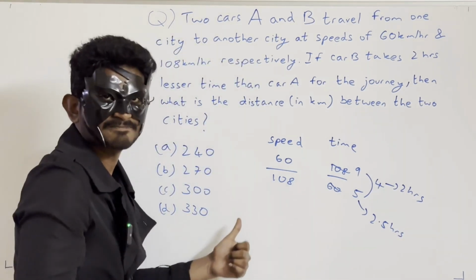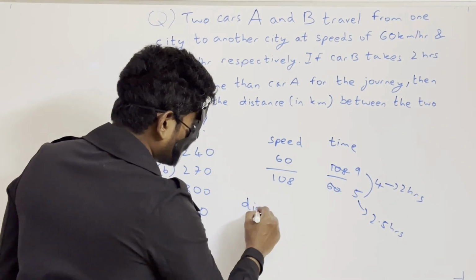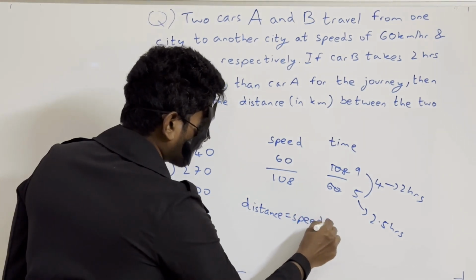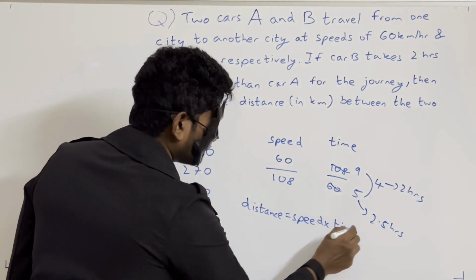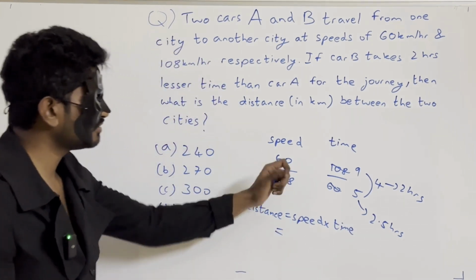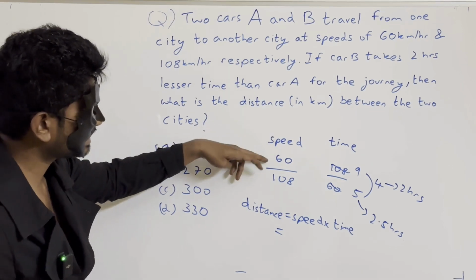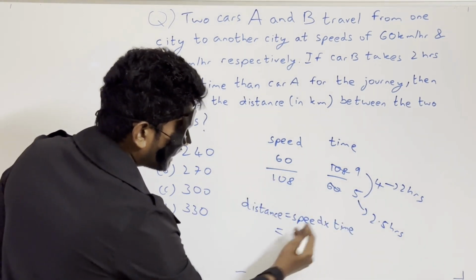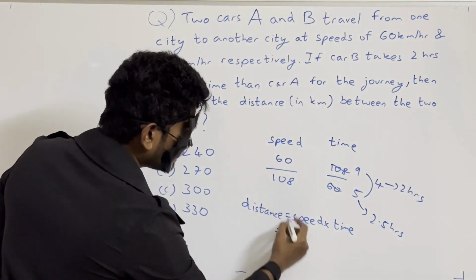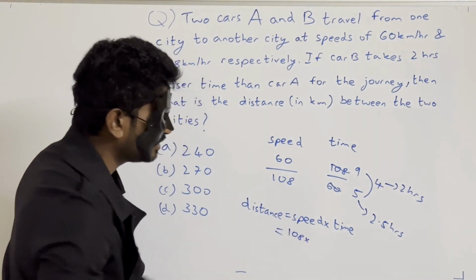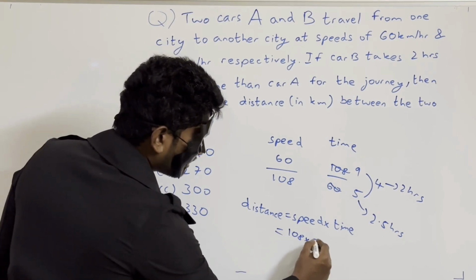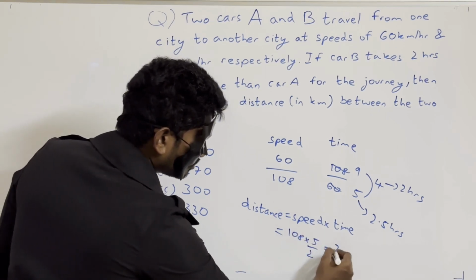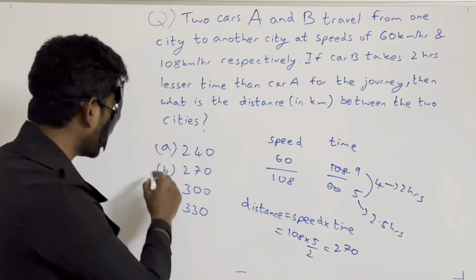And another point is distance. You know that formula is nothing but speed into time. So you can calculate distance from any of the speeds, either 60 kilometers or 108, because the distance will be same for both, right? So I am taking this part because I have calculated already the value of 5, right? So speed is nothing but 108 into time is nothing but 2.5 hours, that is nothing but 5 by 2, which is nothing but equal to 270 kilometers. So option B is right.